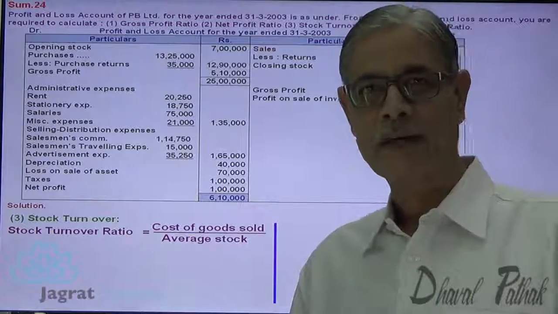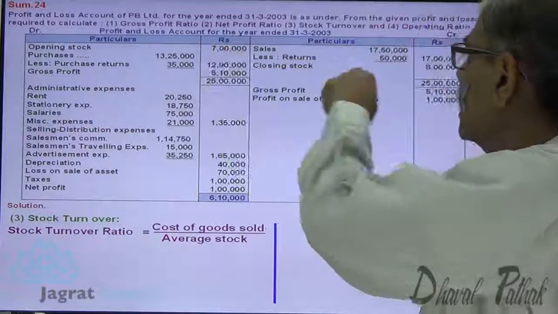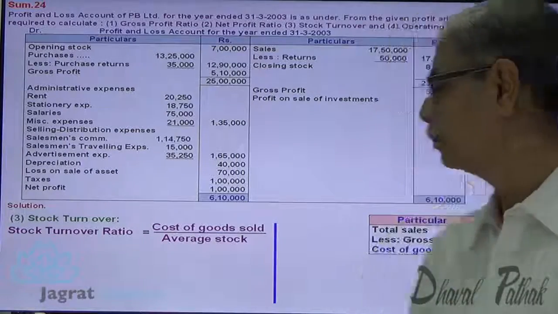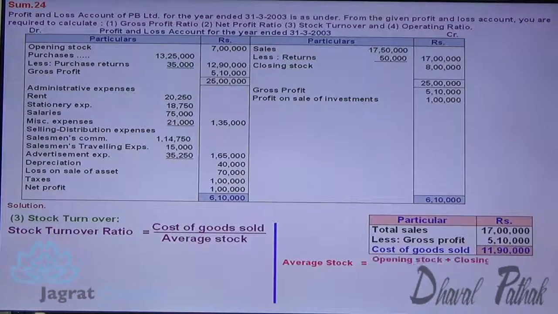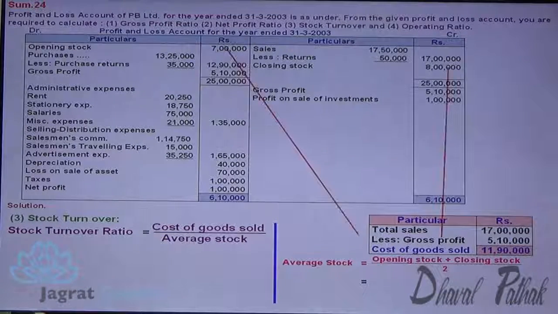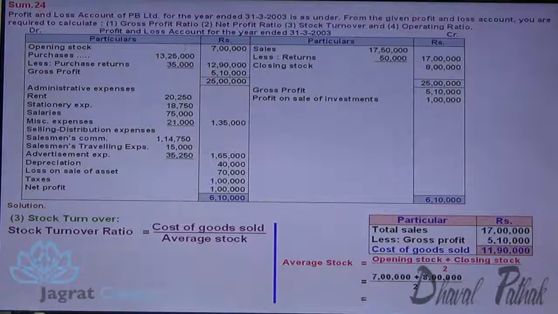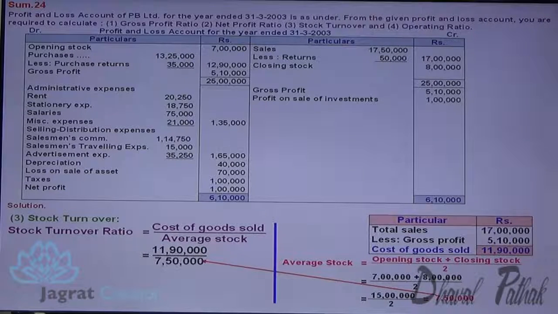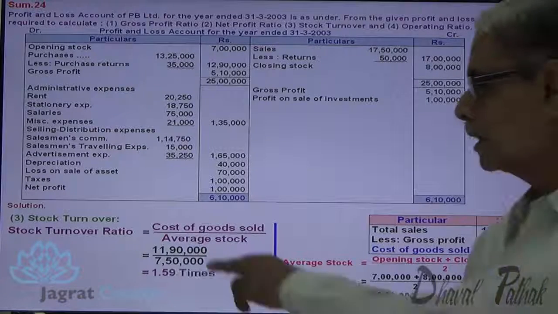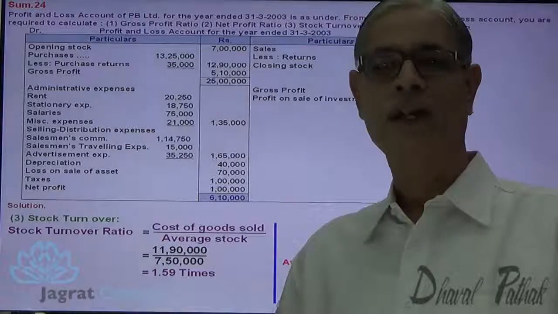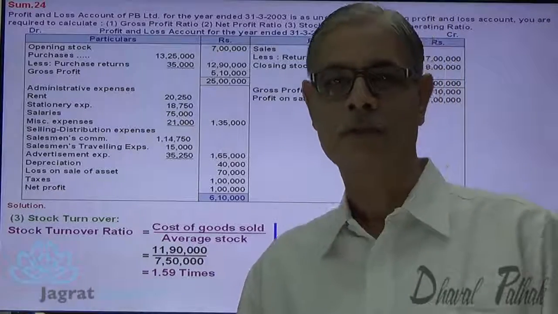Now I want to work out average stock. Opening stock 7 lakhs plus closing stock 8 lakhs divided by 2. So average stock is equal to opening stock plus closing stock divided by 2. 7 lakhs plus 8 lakhs divided by 2. 15 lakhs divided by 2, that works out to be 7 lakh 50,000. So this is the numerator, this is the denominator. So cost of goods sold 11 lakh 90,000 divided by average stock 7 lakh 50,000. This works out to be 1.59 times, the stock turnover ratio.